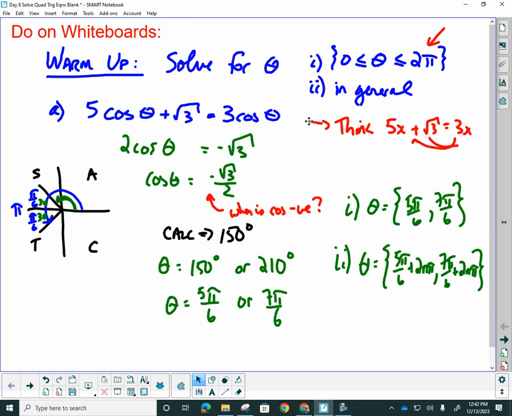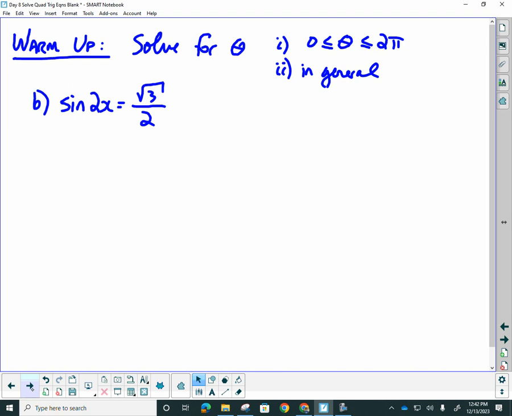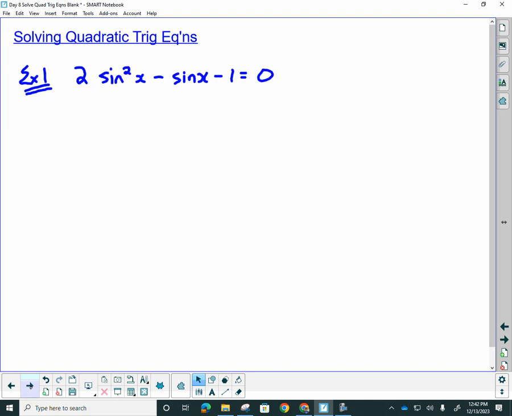So how is today's lesson going to be different? Well, I call this a linear trig equation because you see there's no cos squared, it's just coses. So you can solve it like you would solve a linear equation, put the letters on one side, numbers on the other side, and solve. Today's lesson is on solving quadratic trig equations.